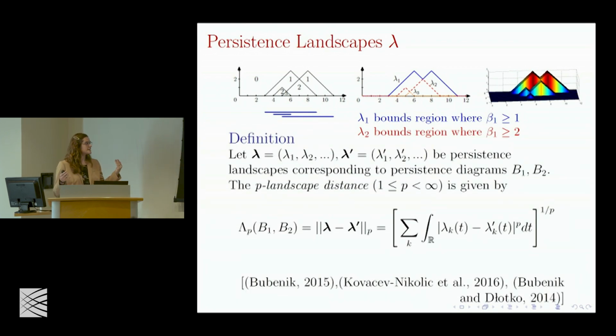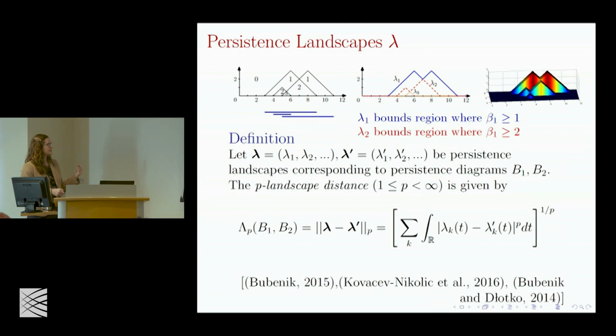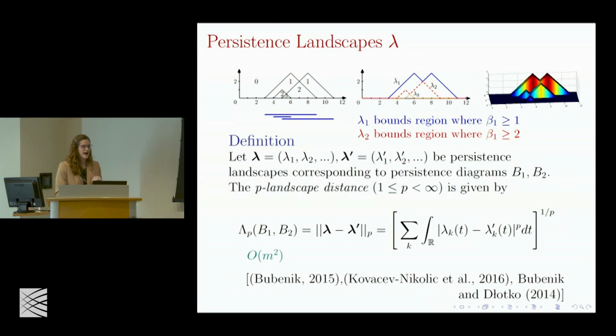And then we have a distance now. This is just the p-landscape distance. You'll see here that it's a lot of ugly math, but it's the same math as before, just no infimums, no bijections, which makes it computationally a lot easier. In fact, we're now at O(m squared) for our distance, where m is the number of persistence points in our diagram.